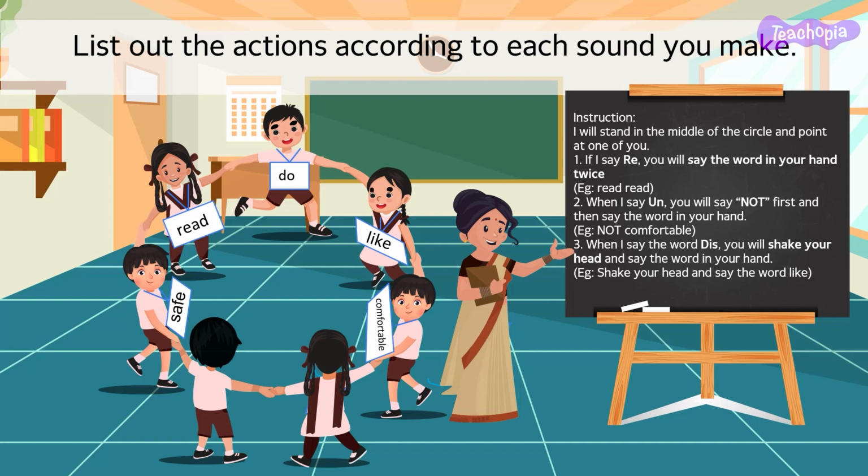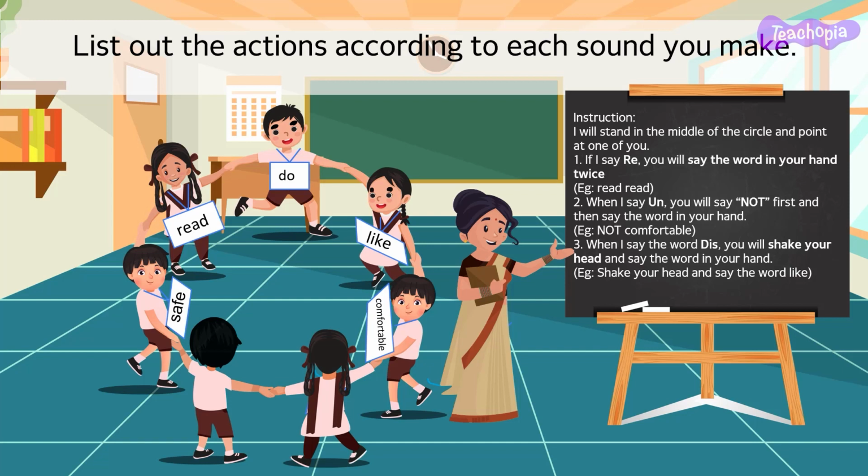Children, here are some instructions when you hear the sounds I make. I will stand in the middle of the circle and point at any one of you. If I say re, you will say the word in your hand twice. For example, read, read. When I say un, you will say not first and then say the word in your hand. For example, not comfortable.